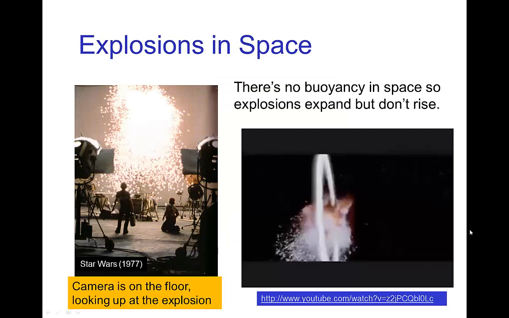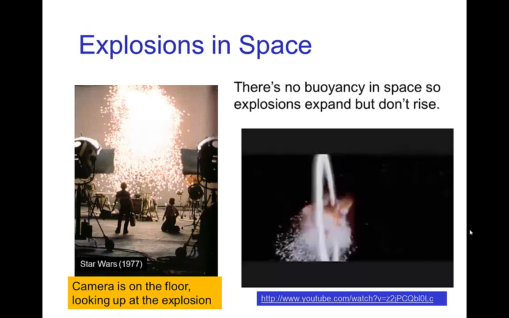Now, when special effects does an explosion without using computer graphics, when they actually film an explosion, of course, as we saw, an explosion naturally has a rising plume due to the convection of the hot air. Now, if you want to film something that appears as if it's an explosion in space, then the trick is to put the camera on the floor and have it looking up at the explosion.